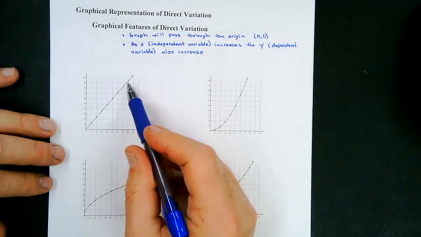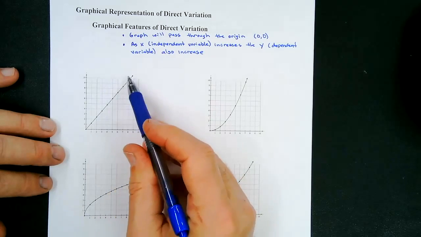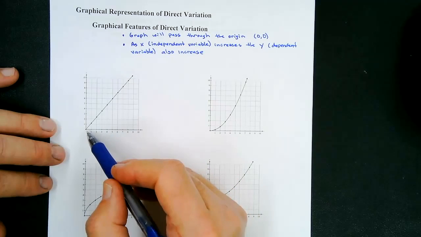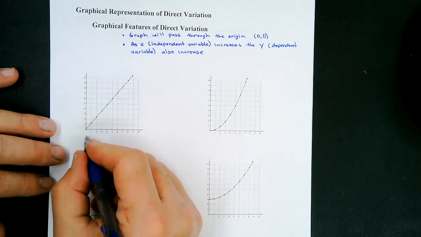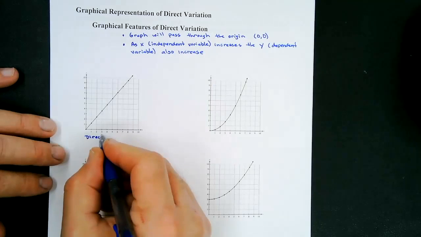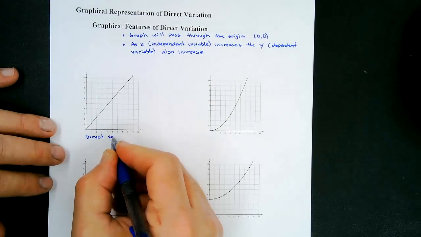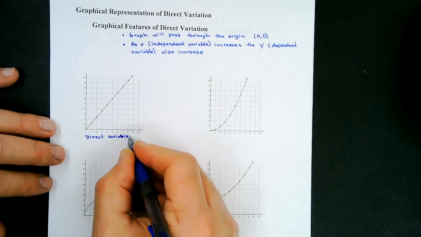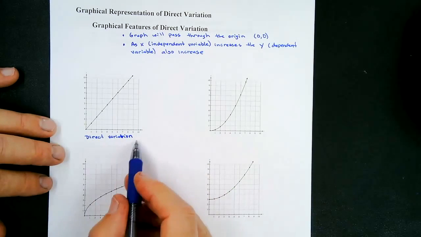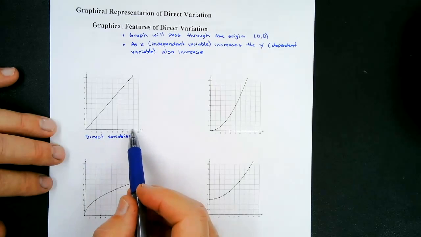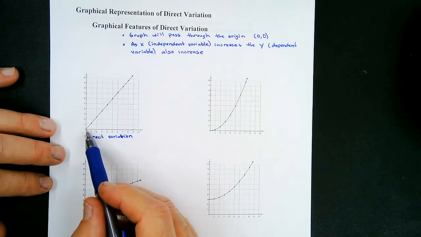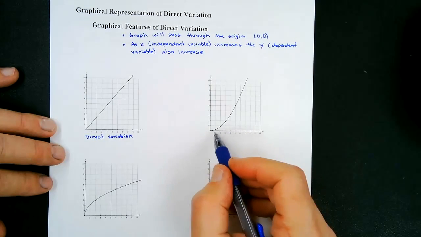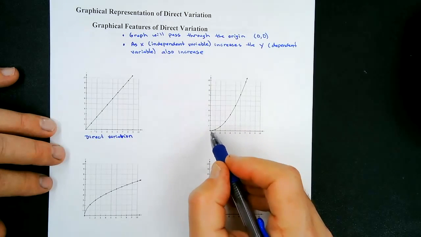You can tell because this graph is increasing overall, right? It's going up, right? So these graphs will always go up, and it also goes to the origin. So this is an example of direct variation. Okay, so that's direct variation. It's as x increases, y is also increasing, and it goes to the origin.